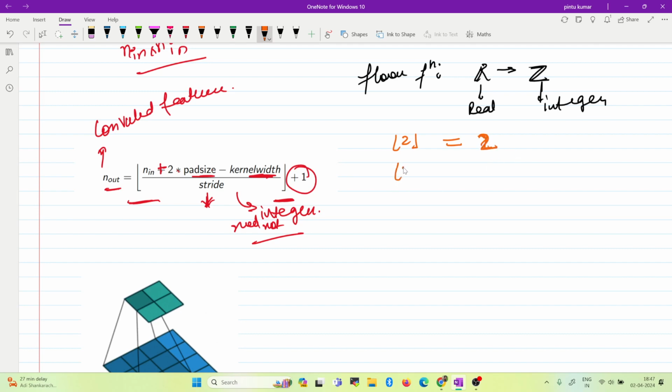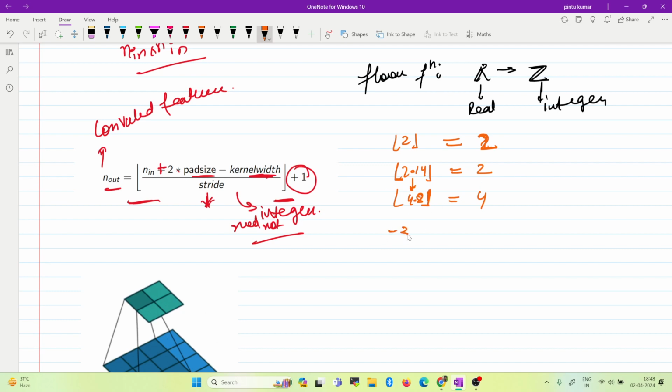But if you input some decimal to this floor function, it will return the integer that is just smaller than that particular real number. So what is the integer that is just smaller than 2.14? The number is 2. So for example, what is the floor function of 4.8? Floor function of 4.8 is 4. It is the number just below 4.8, the integer just below 4.8.